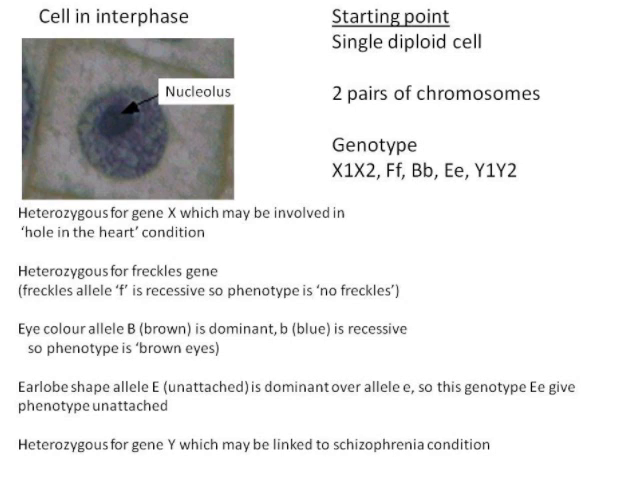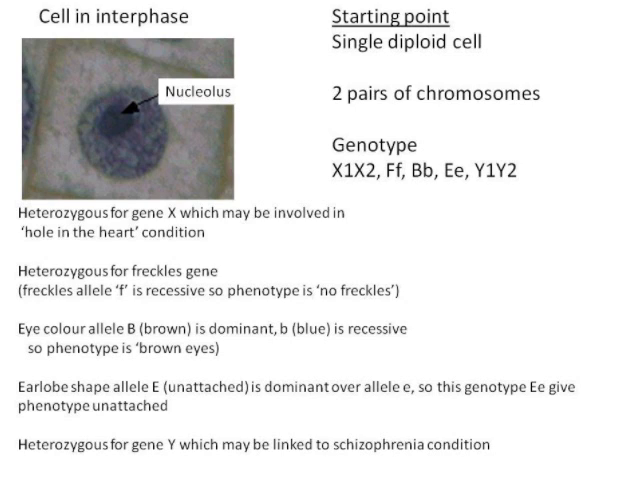Here's the cell in interphase, and inside that nucleus we've got diploid DNA, so two pairs of each chromosome. And we have, for these 5 genes, this genotype: X1, X2, big F, little f, big B, little b, big E, little e, Y1, Y2.